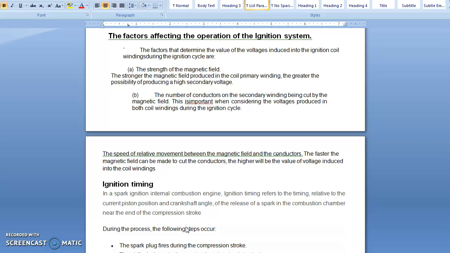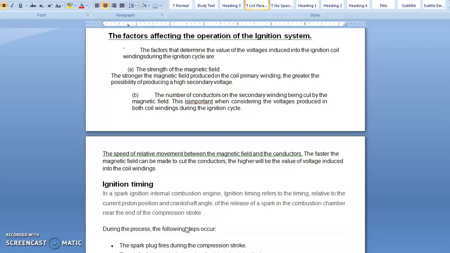And if it is a CI engine, that means a diesel or compression ignition engine, then the injector injects the diesel fuel onto the hot gases generated due to the compression, by the movement of the piston from BDC to TDC. So this is known as your ignition timing.